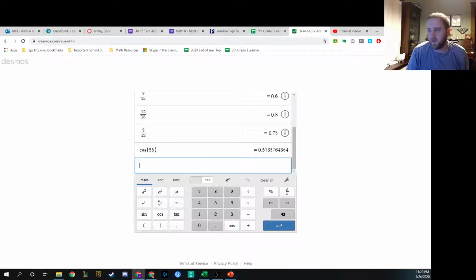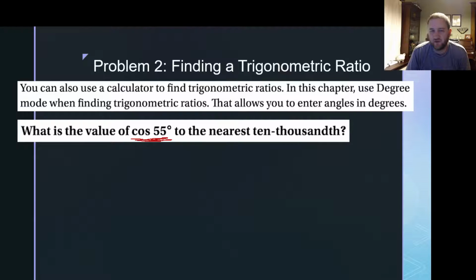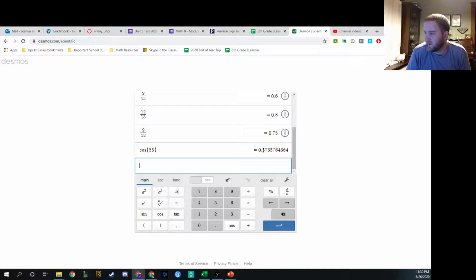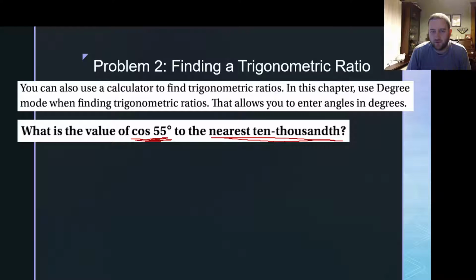And it says we want it to the nearest 10,000th. Okay, so this is tenths, hundredths, thousandths. This is 10,000ths right here. So we want this right here. The number next to the 5 is a 7, so that's going to round the 5 up to 6, which means that our answer is 0.5736. That's the cosine of 55 degrees.